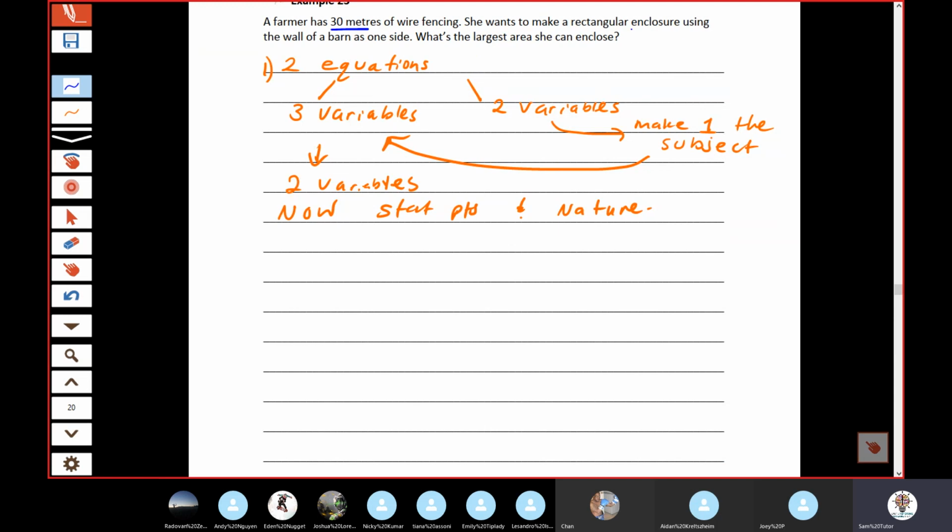She wants to make a rectangular enclosure using the wall of a barn as one side. So there's the wall that's already there. That's already gone. So we don't need to include that. And you want to make a rectangle. Can we see that happening? What is the largest area she can enclose? That's all it says. All right.